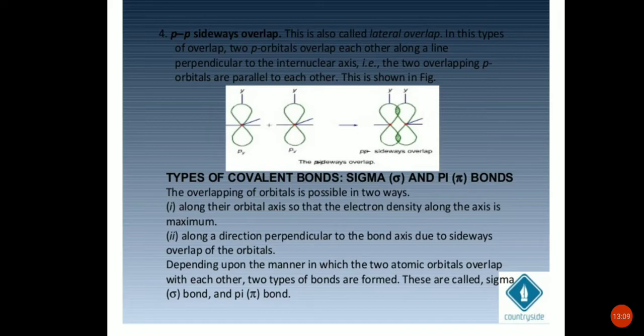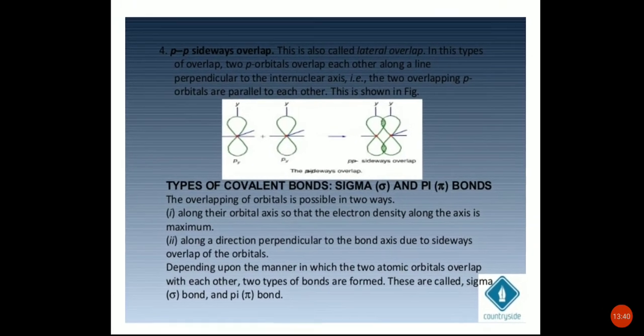So the first one is overlapping through the internuclear axis, and the second is overlapping through sideways overlapping. The bond formed by overlapping in the internuclear axis is known as a sigma bond, and the one formed by sideways overlapping is known as a pi bond, depending upon the manner in which the two atomic orbitals overlap with each other. Two types of bonds are formed: sigma and pi, okay.